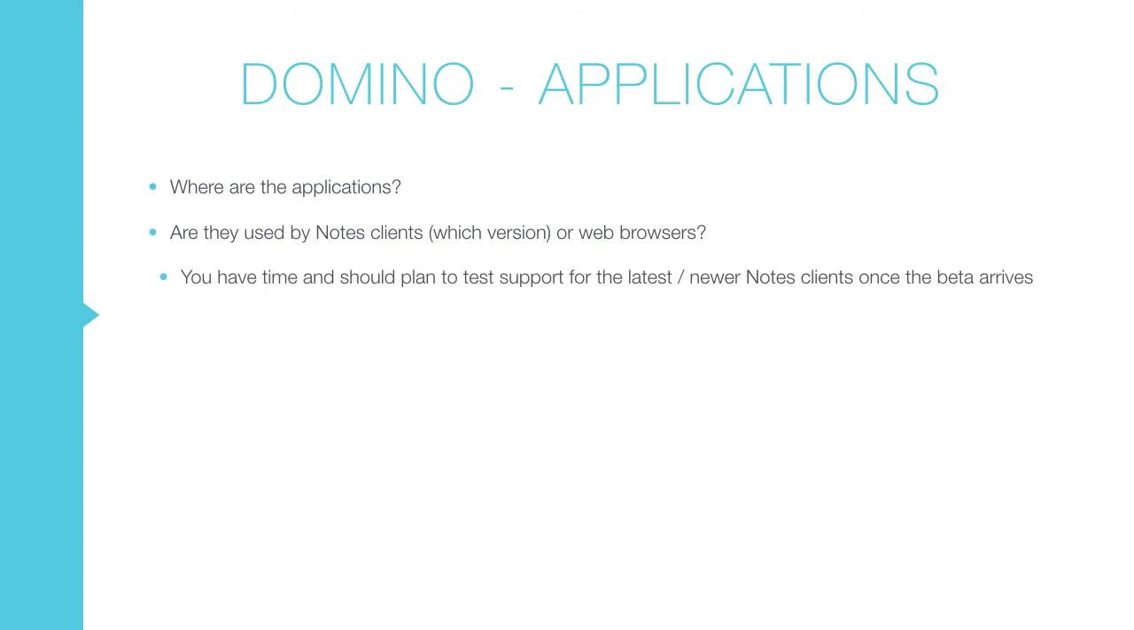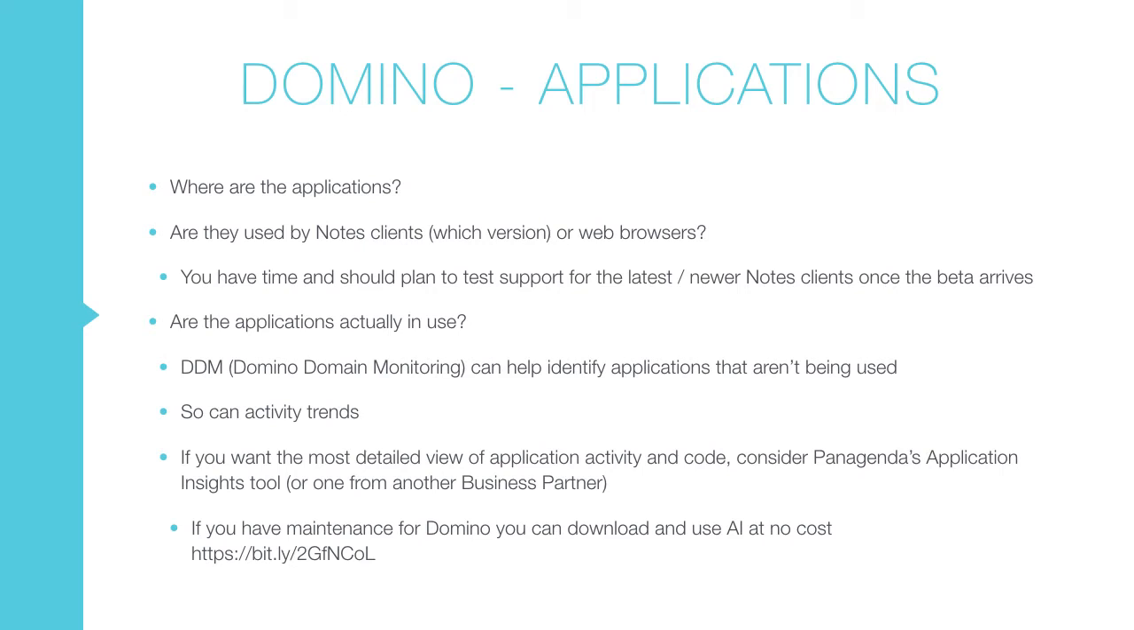So let's talk about Domino applications. Where are they? What applications do you have? Are they being used by Notes clients? In which case, which version, or web browsers? You have time right now and you should plan to test support for the latest newer Notes clients once the beta arrives. So we hope to see a beta certainly way before the product ships. If you have applications out there that are actively in use, you're going to want to be testing those applications against the new beta code. Then you don't get into this vicious cycle of, well, I'd like to upgrade, but I don't want to break this app. You can test these things and make sure that they're going to be ready when you're ready to upgrade. The other thing is, are the applications actually in use?